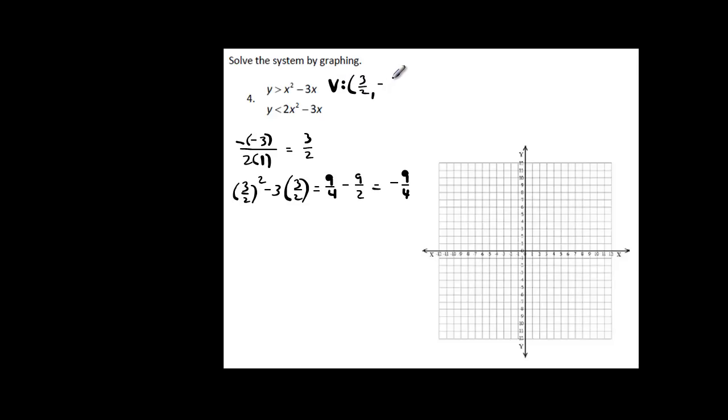3/2, comma, negative 9/4. So if we plot that, that's 1.5 comma negative 2 1/4. So right around there. We know that this one over here has a y-intercept of 0. So let's plot that. And we'll plot the symmetry point at 3 over here.